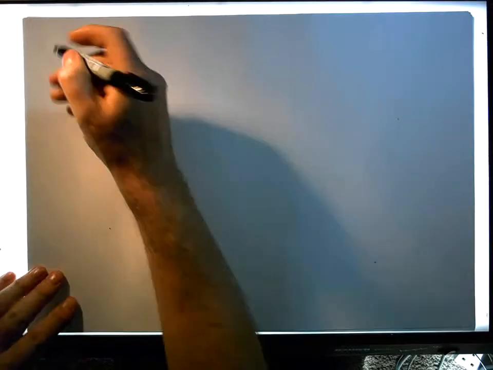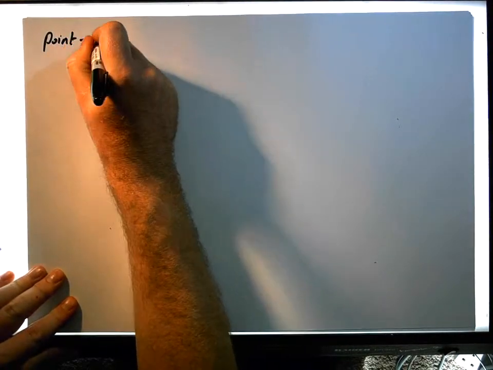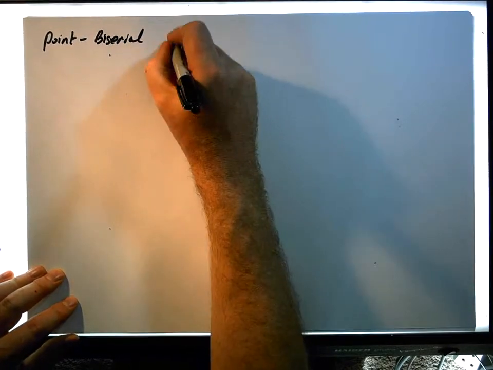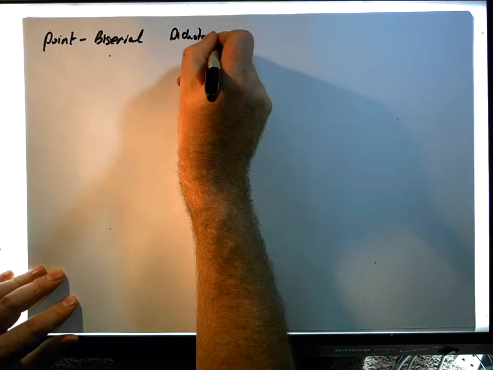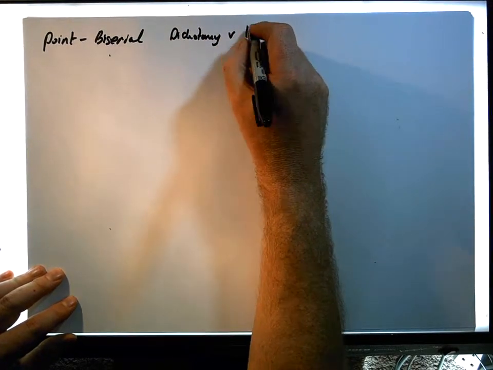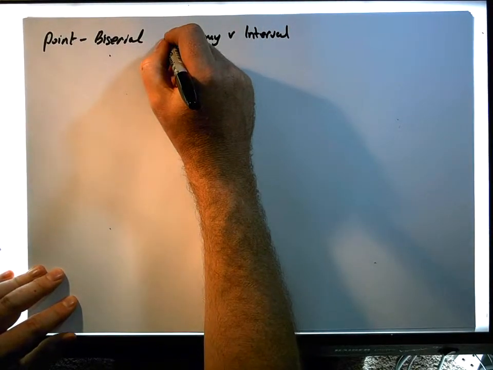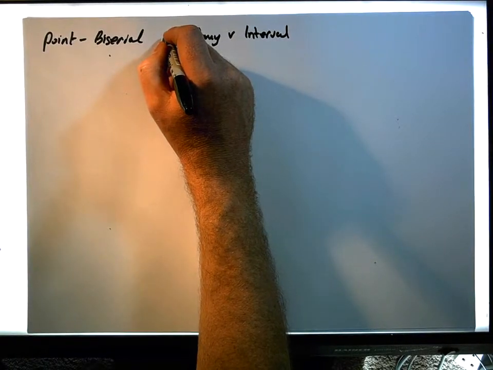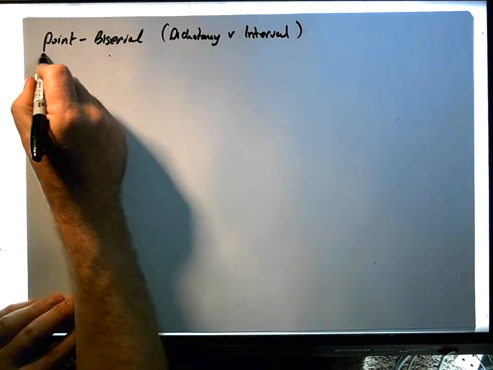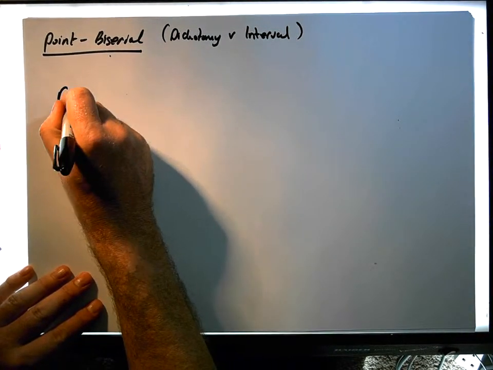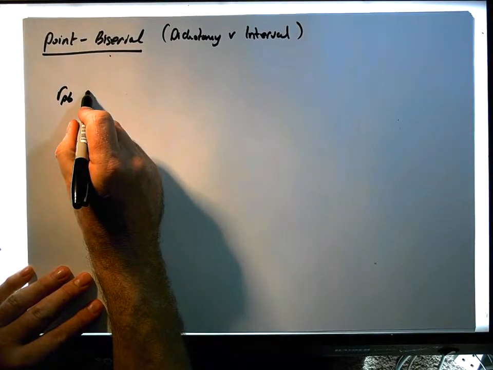So what I'm looking at now is the point-biserial correlation. So we have the point-biserial correlation coefficient, and that's when we have a dichotomy versus an interval, stroke ratio scale variable. Let's have a look at those two. So we have our point-biserial, and the correlation coefficient is r subscript pb for point-biserial, and it's equal to.